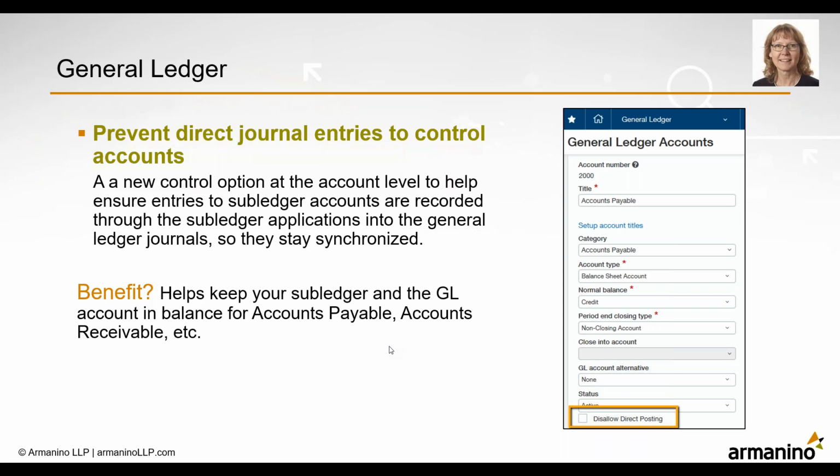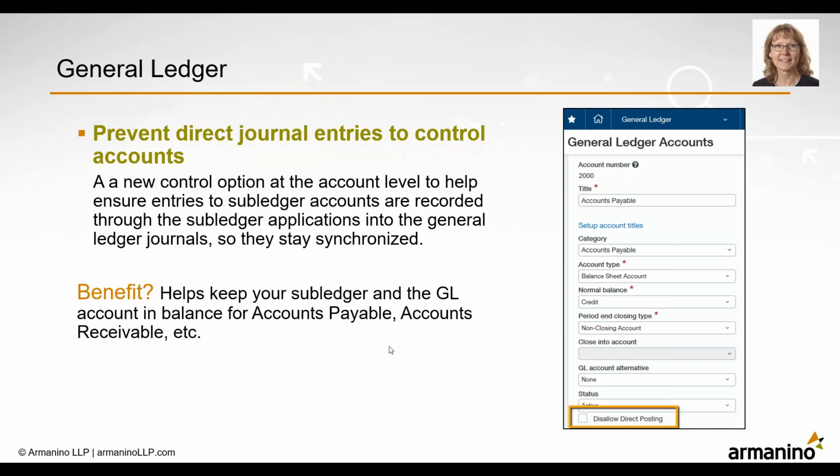A very, very nice feature is the ability to now prevent direct journal entries to your control accounts. Huge benefits to this, right? Because this is going to help ensure that your subledger and the GL accounts remain in balance for control accounts like accounts payable, accounts receivable, intercompany, credit cards, whatever control account you might have.